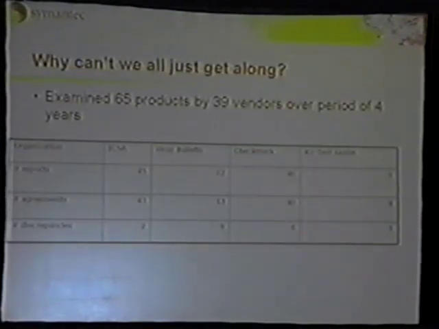You think with all these people doing tests, they would all tend to come up with the same results because the goal is to be valid and to be reliable. But when we looked at 65 products produced by 39 vendors over a period of 4 years, we found that people don't always agree. They don't always just get along. Out of 45 reports, we found that ICSA was saying something opposite to other people 2 times. Virus Bulletin, out of 22 reports, 13 times they agreed, 9 times they disagreed with others. From Checkmark, out of 46 tests, 40 times they agreed, 6 times they didn't. And University of Magdeburg was disagreeable 1 time.